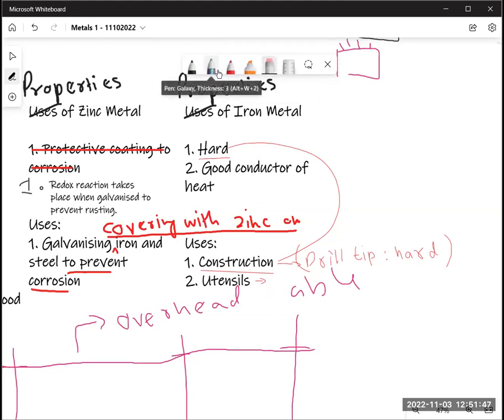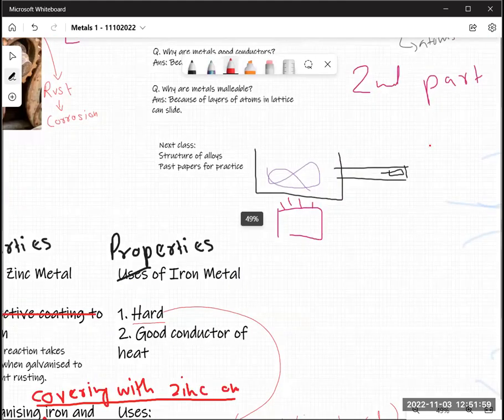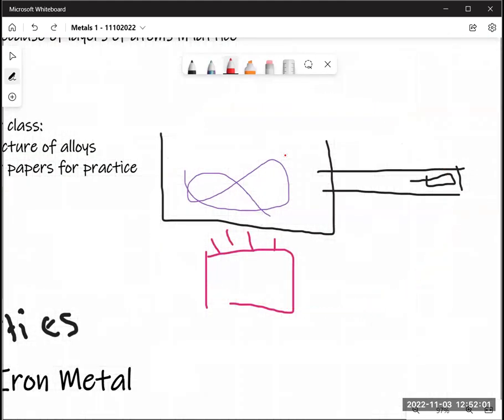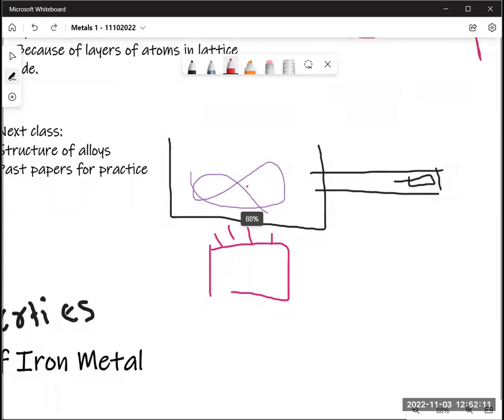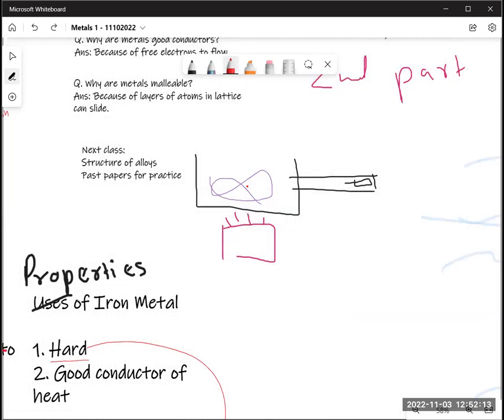So write the property after utensil as well. Why do we use it as a utensil? Because it is a good conductor of heat. Now, if you're cooking something, let's say this is what you're cooking, you're boiling water, and you want the temperature to go from the pan to the water very quickly. You don't want it to take so much time.